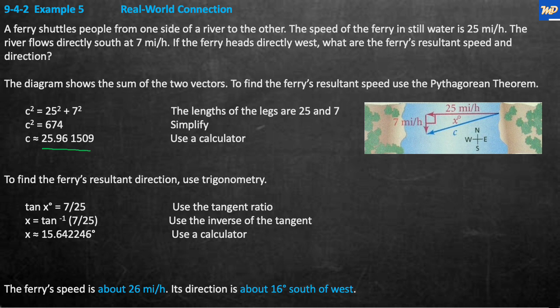So what is the angle? So x, the angle, is equal to the inverse tangent of 7 divided by 25. And when you do that inverse tangent, you're going to get x is approximately equal to 15.642246. That's using your calculator. So the answer to the problem is the ferry speed is about 26 miles an hour. Its direction is about 16 degrees south of the west that it's heading. Okay, and you can see it right there. C is south, heading is south of west.